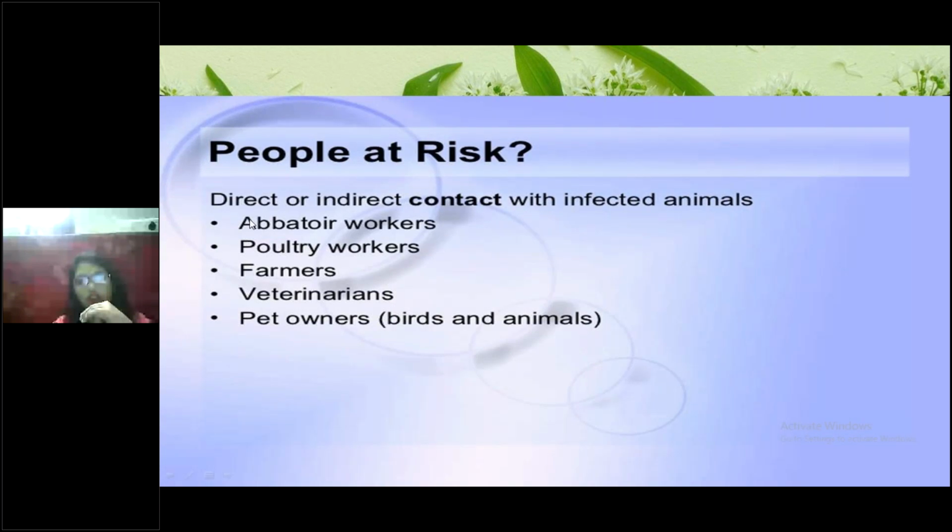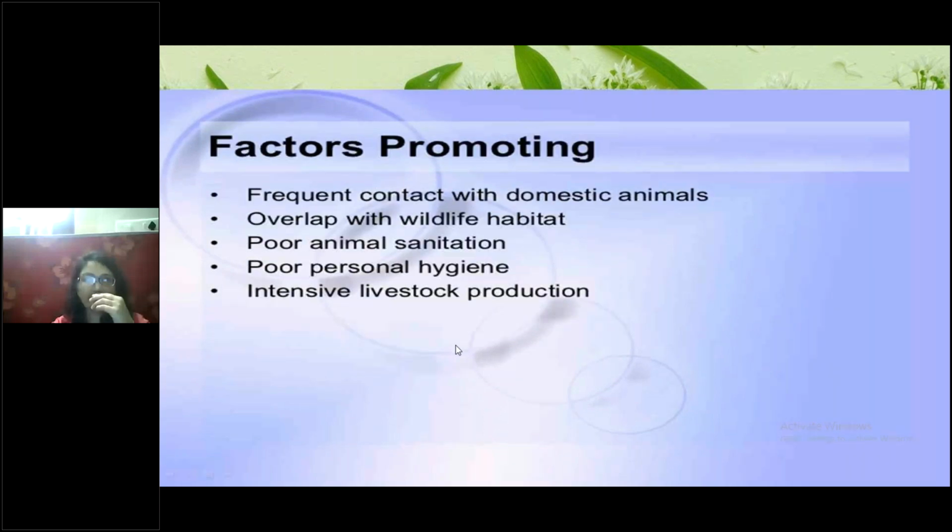Naturally, those people who are coming more in contact, maybe direct or indirect contact with infected animals, like abattoir workers, poultry workers, farmers, veterinarians, and pet owners. And those factors which can promote it are naturally frequent contact with animals, overlap with the wildlife habitat, like Bear Grylls going into the forests and eating all sorts of things.